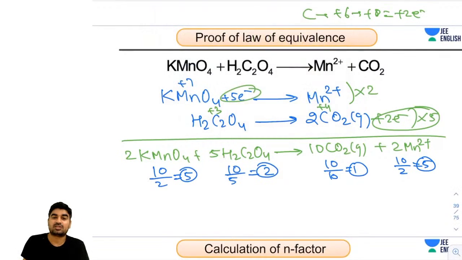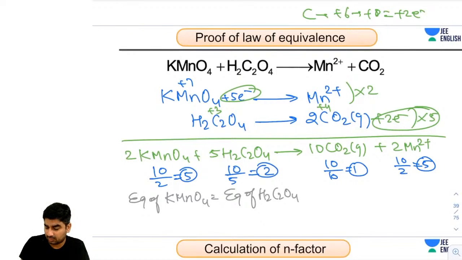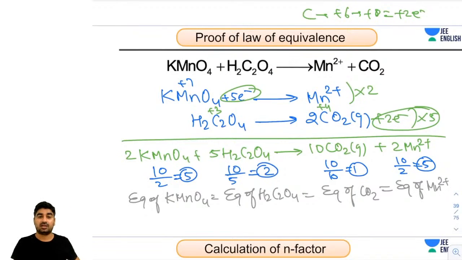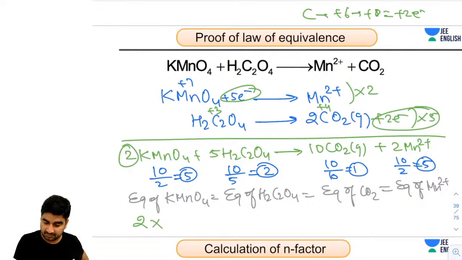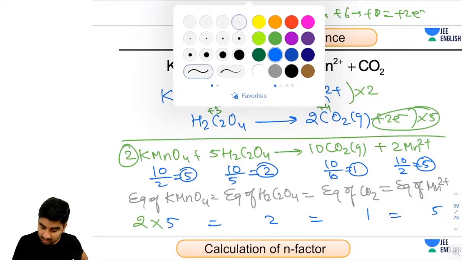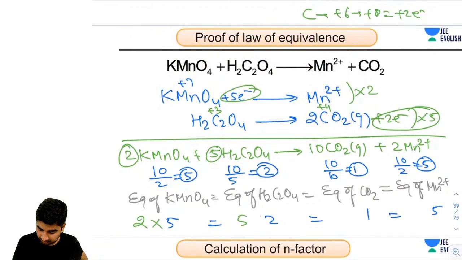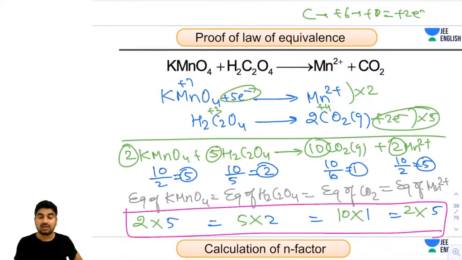So guys, what is law of chemical equivalence? According to it, equivalent of each reactant should be equal. Right? Equivalent of each reactant should be equal. And how can they be equal? So moles are 2, n factor is 5, n factor is 2, n factor is 1, n factor is 5. So here moles are 5, 10, 2. So guys, here you can see it. Equivalents of each reactant and each product are same.